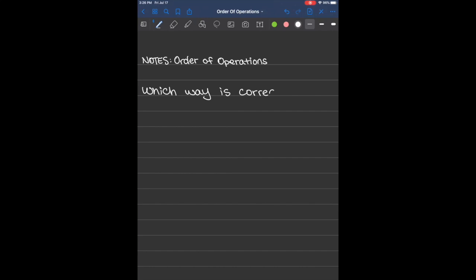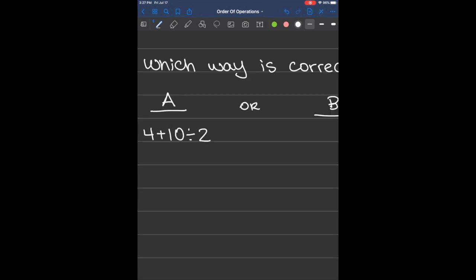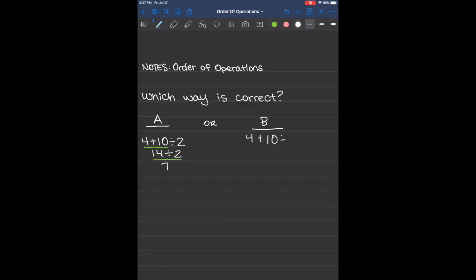First, I'm going to start off with an example, and I want you guys to tell me which way you think is correct first. So we've got 4 plus 10 divided by 2. The first one, I'm going to add 4 plus 10 first, then divide by 2, which will give me the answer of 7. On the next one, I'm going to divide first and then add 4, and that will give me the answer of 9. So think about which one you guys think is correct.